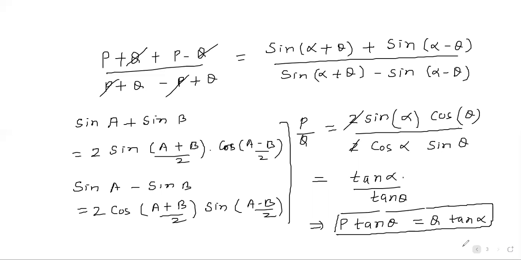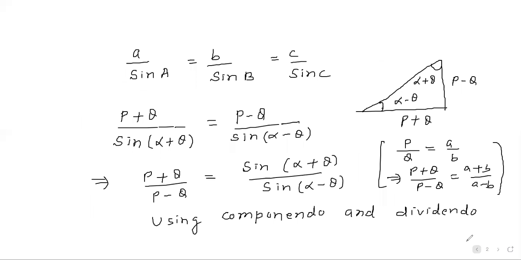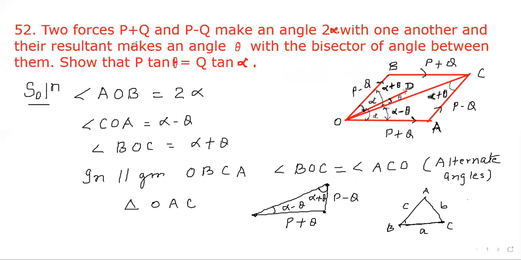Let's give a quick review. So here the question is, two forces P plus Q and P minus Q make an angle 2 alpha with one another. So here one force is acting along OB, another is acting along OA. So we have completed the parallelogram, and this is the direction of the resultant, and then this is the bisector of the angle. And this makes angle theta with the resultant.